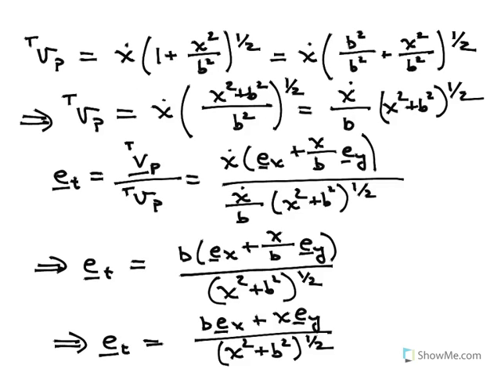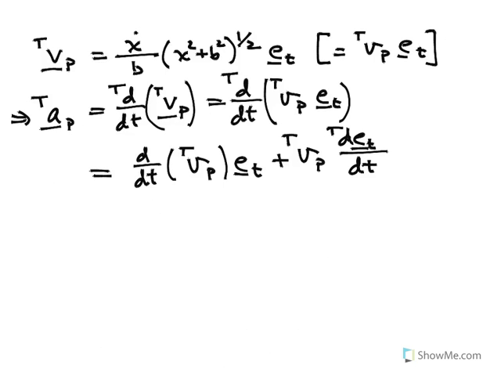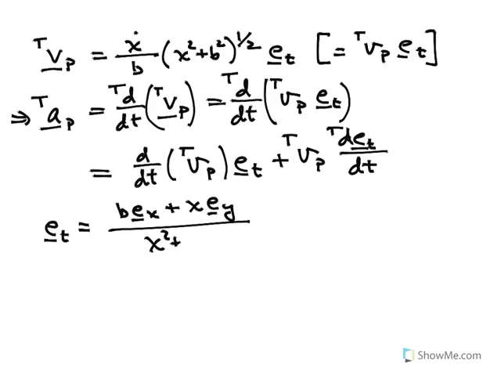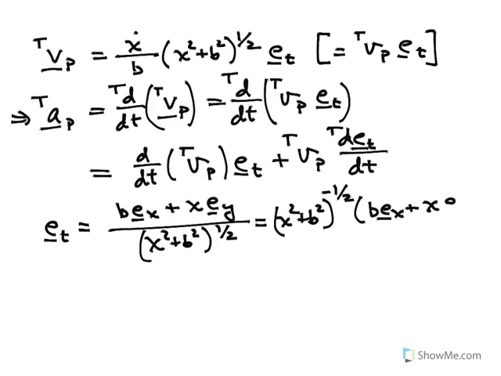So let's go back over here, and we have this nice expression for the tangent vector. I'm going to rewrite it in a different form, because it's a little better. It's equal to b ex plus x ey all divided by x squared plus b squared to the 1/2. But that's equal to x squared plus b squared to the minus 1/2 times b ex plus x ey.